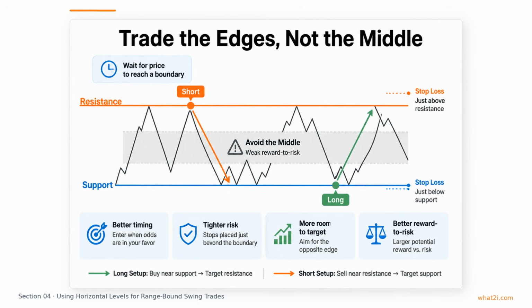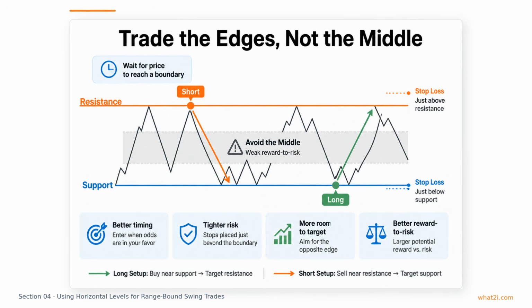The best entries in a range usually come near the edges, not in the middle. Near support, a long trade can offer tighter risk and more room for price to travel toward resistance. Near resistance, a short trade can offer the same advantage in the opposite direction.